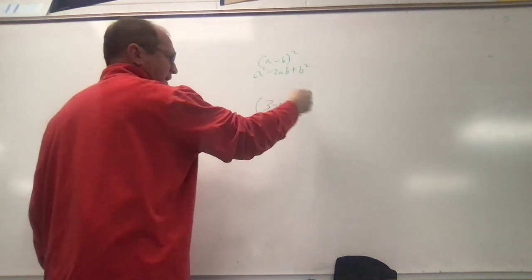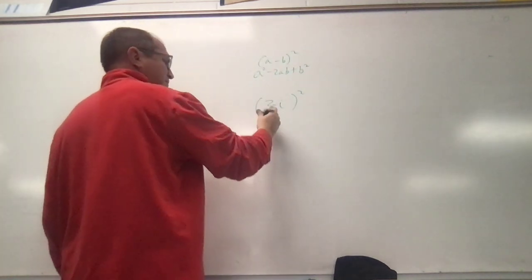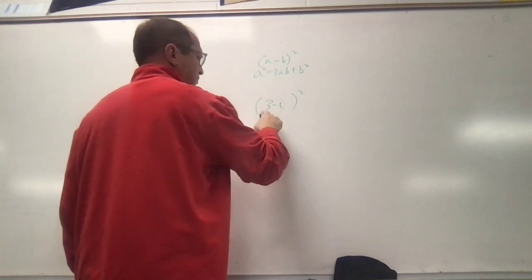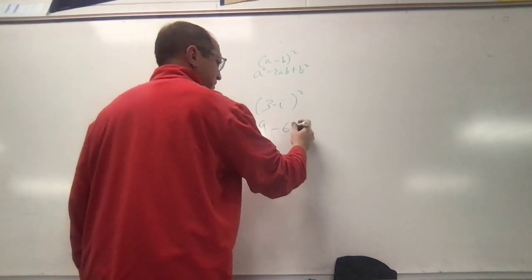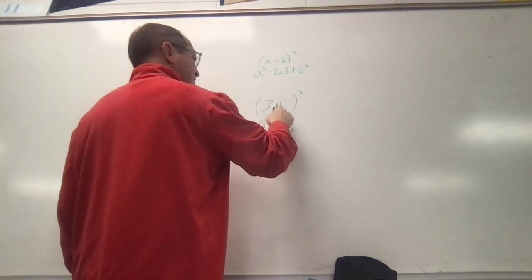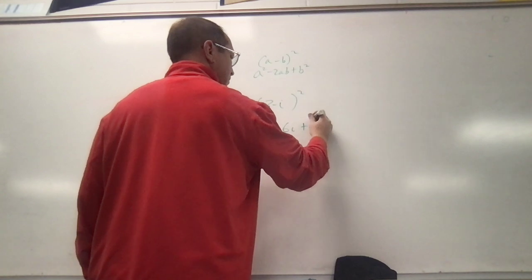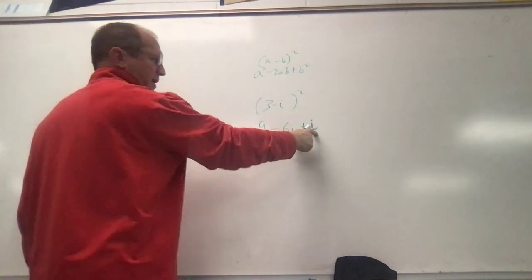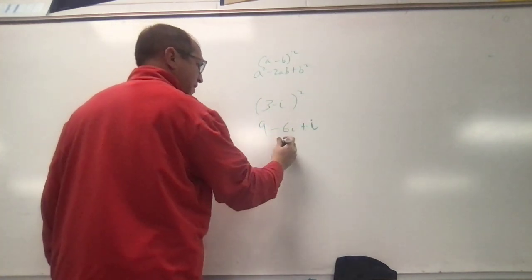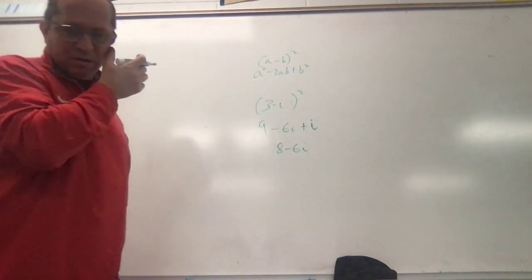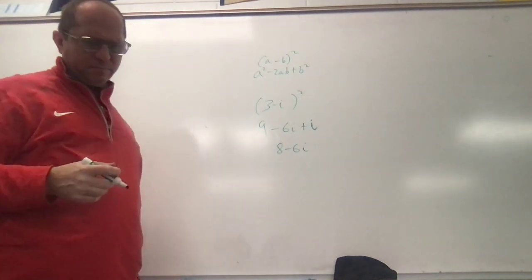So what would 3 minus i times 3 minus i be? Well, you would have 3 squared, which is 9, then minus 2 times 3 is 6, so minus 6i, and then plus i squared, which is minus 1, so 9 minus 1 is 8, so we get 8 minus 6i when we do that arithmetic.